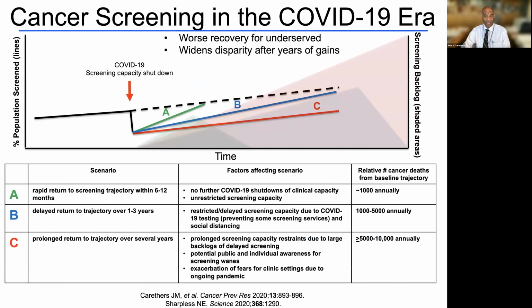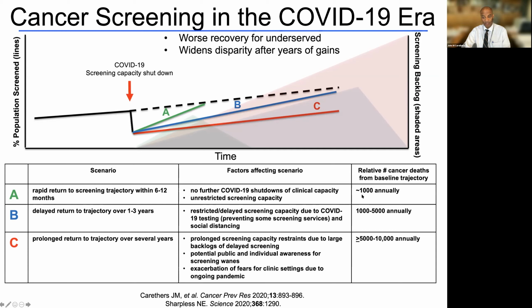Now, here's the problem with that. This is data that we published recently, and is a take on Ned Sharpless, who is the NCI director, that looked at even a 6 to 12 month delay in restarting that screening. That's scenario A. So this is the typical screening in the population. The dotted line is if we continued on that trajectory. The dark line going down here is what happened during the COVID surge. And then the different colored lines are if we get back to normal. Line A is a 6 to 12 month delay.